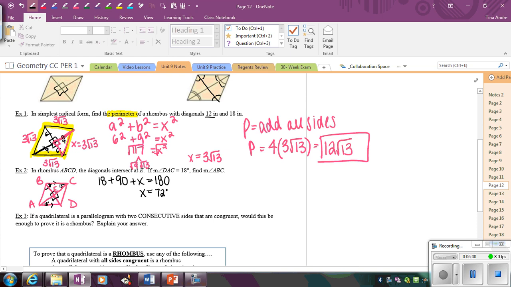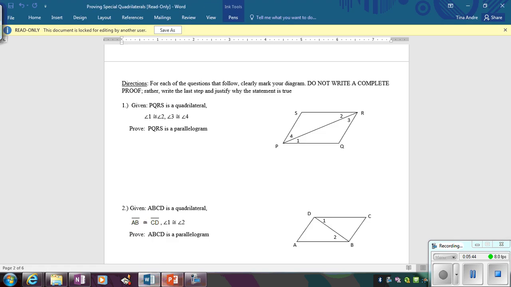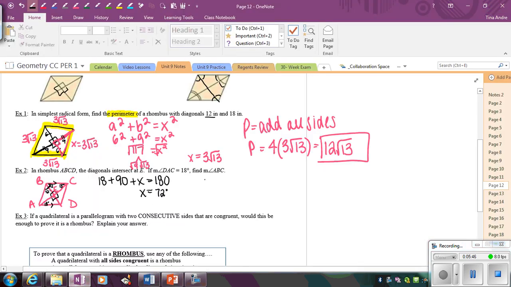So this is 72, and if you remember, in a rhombus the diagonals bisect the opposite angles. So that means if this part's 72, this part here also is 72. These two parts have to be equal. So if I'm trying to find the measure of angle ABC, I'm going to add together the two 72s that I found. So 72 times 2 gives me 144.